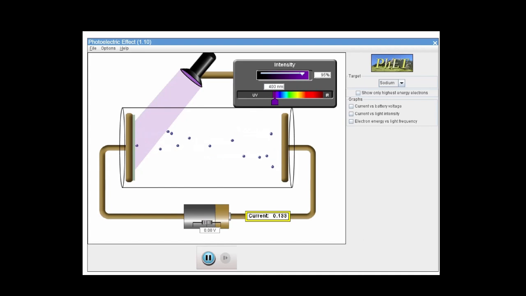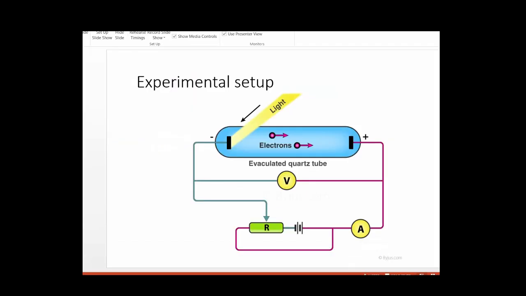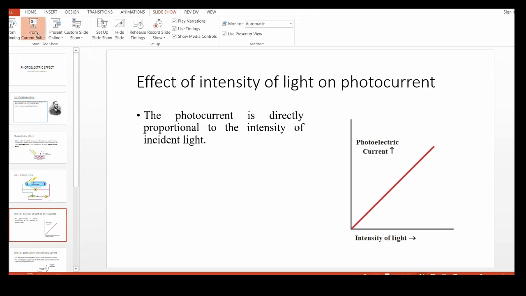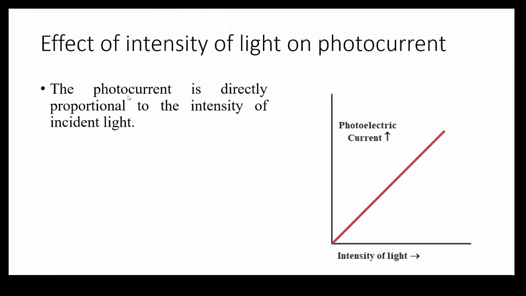So from this we can see that the photo current is directly proportional to the intensity of light, and we can get a graph like this. Here we can say photoelectric current is directly proportional to the intensity of light.